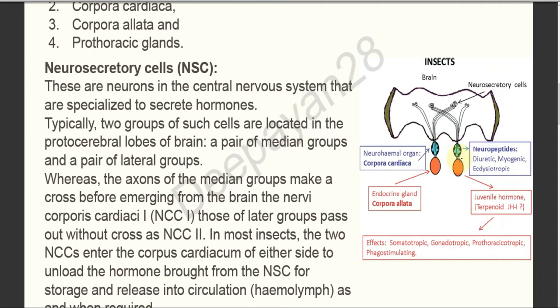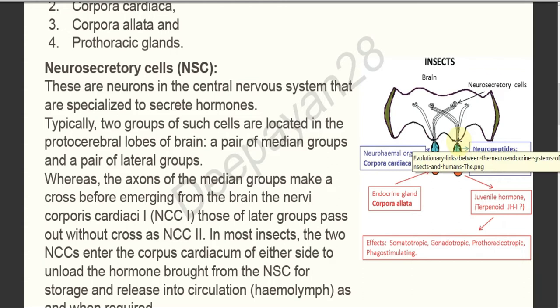Corpora cardiaca is neurohemal, sir. Corpora cardiaca, that means through these outlets, where will they go? They will go to the corpora cardiaca. Are you getting my point? Yes or no? Yes, sir.